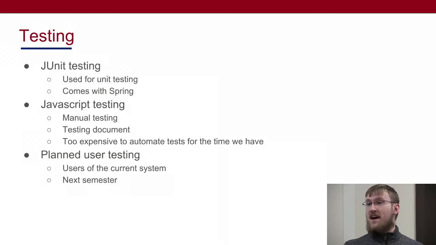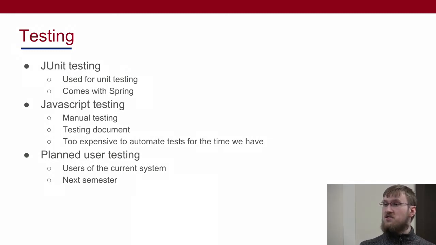We use JUnit for backend testing, which involves both mock API calls and testing the business logic on the service layer. We originally were going to do automated JavaScript testing using Jest. However, once we truly understood the very large scope of the project, we decided that the time cost would not be worth the benefit, and that we would only do manual JavaScript testing during pull requests. Next semester, we plan on doing extensive user testing, bringing in real-world users of the current athletic system to make sure that we are building the product that they need and that we are building it right.